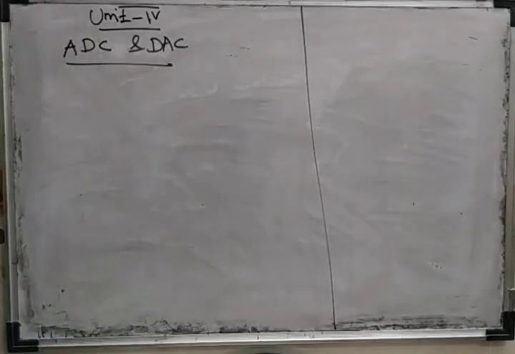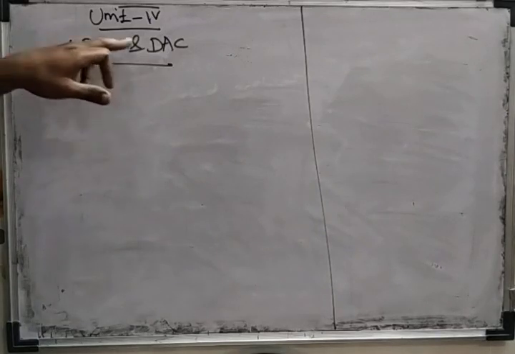In the previous unit, we have discussed applications of op-amp. In applications, we have discussed various circuits. We have discussed open loop application as well as closed loop application. In open loop application, we have discussed the comparator circuit. Then in closed loop application, we have discussed many applications like amplifiers, integrator, differentiator, etc.